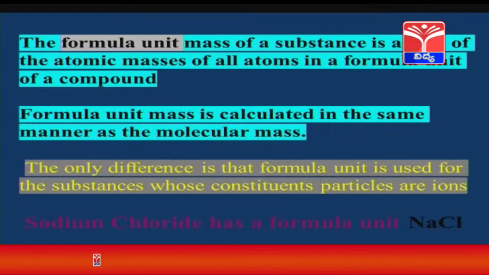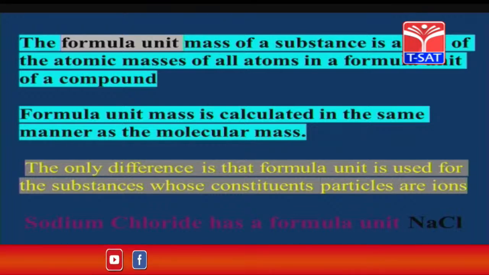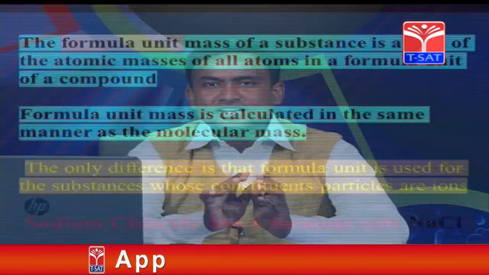So, next one is the formula unit. The formula unit mass of a substance is the sum of the atomic masses of all atoms in a formula unit of a compound. Formula unit mass is calculated in the same manner as the molecular mass. So, formula unit mass is similar to the molecular mass, because molecular mass means what? The total atomic mass of all atoms in a given molecule or in a given compound is known as molecular mass. Then what do you mean by formula unit mass?